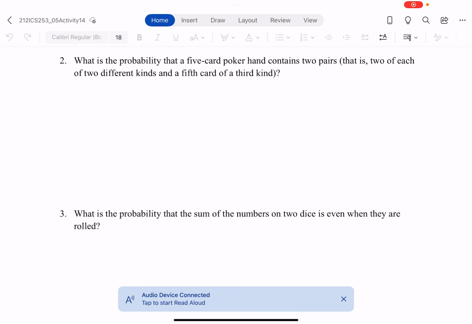Go ahead. The size of the sample space is 52 choose 5. The count is 13 choose 2: 2 kinds of 13 kinds. So he's choosing 2 kinds of 13 kinds, using 13 choose 2.